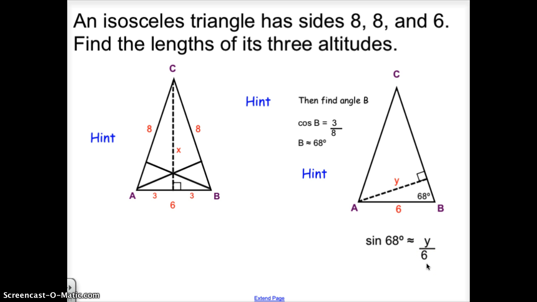Therefore, the sine of 68 degrees is 0.9271, and we multiply that times 6, and you get 5.631. So to the nearest integer, we're looking at about 6 units.